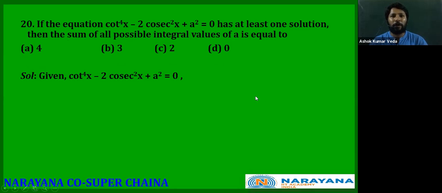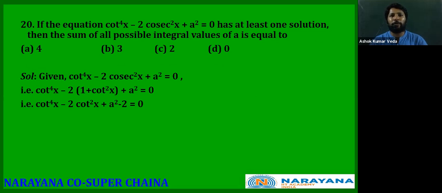All right. So it is given that cot^4 x minus 2 cosec^2 x plus a^2 is equal to 0. This cosec^2 x, I can write as 1 plus cot^2 x, and therefore cot^4 x minus 2 times (1 plus cot^2 x) plus a^2 is equal to 0. That is, cot^4 x minus 2 cot^2 x plus a^2 minus 2 is equal to 0. Now, look at this expression, cot^4 x minus 2 cot^2 x. Does it ring a bell?